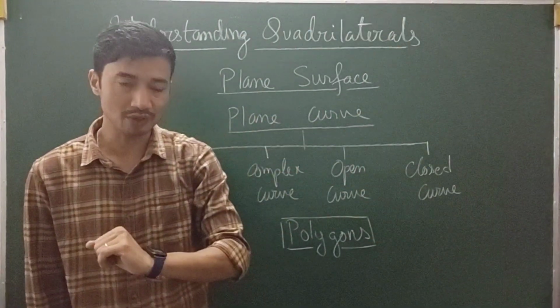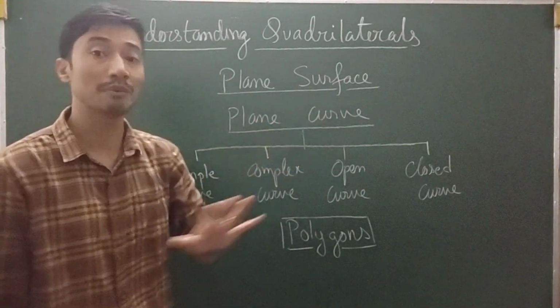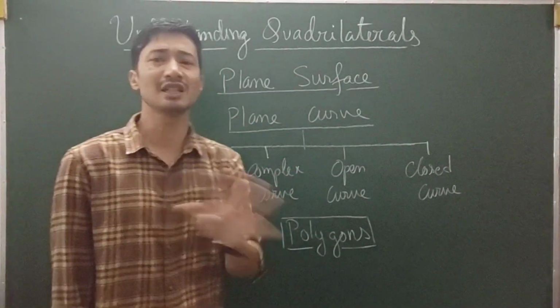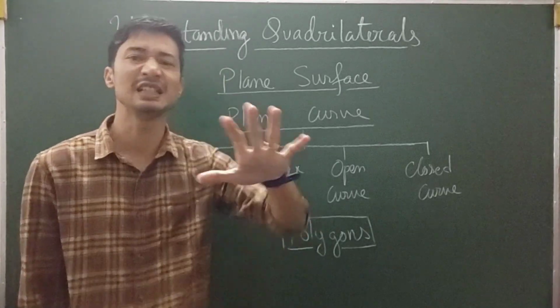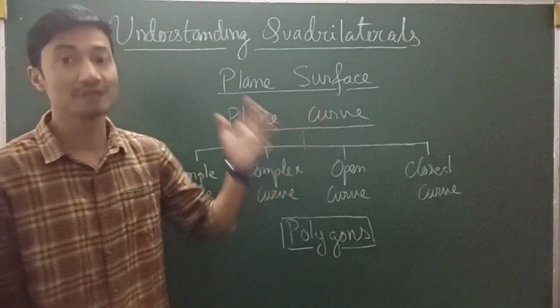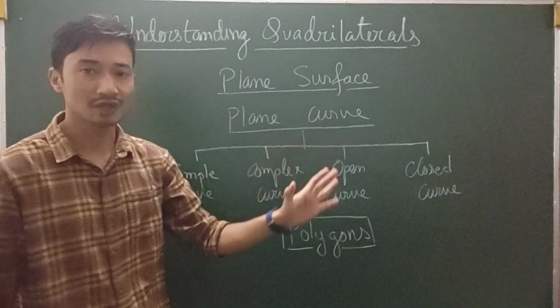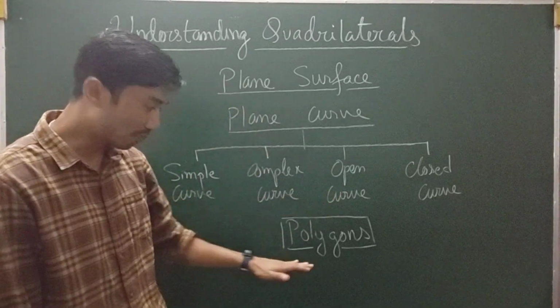In this chapter, first we will try to understand what we mean by plane surface. Don't worry, these definitions will not be there, but you need to have that feel, that understanding of the concept. Then we will go for plane curves. Under plane curves, we have 4 types of curves. Don't worry, I'll tell you exactly what these are. After that only we will go to polygons.